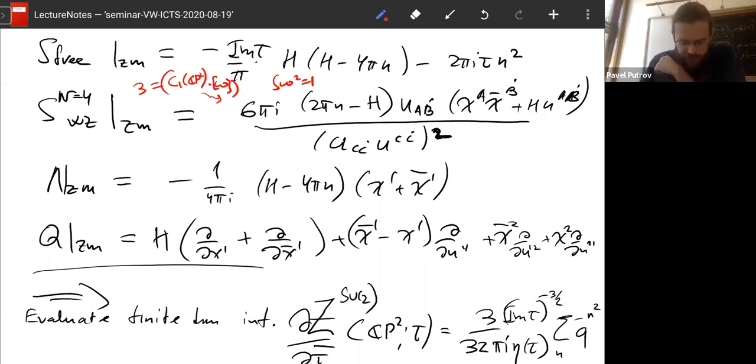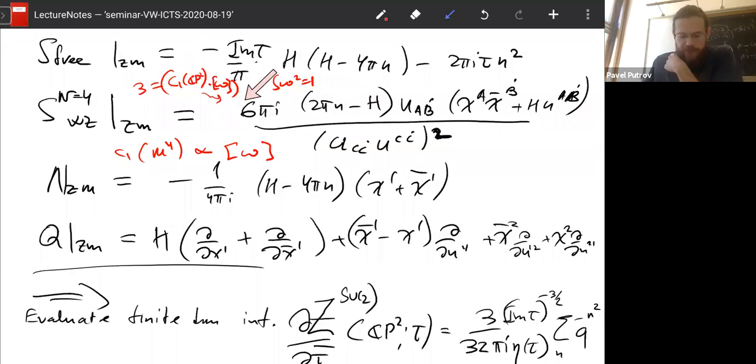Like if you assume that C1 of M4 is still proportional to the class of the Kaehler form, then essentially you just get the same thing with this factor. But if you don't assume this, there will actually be other terms, a bit different terms. Thank you.